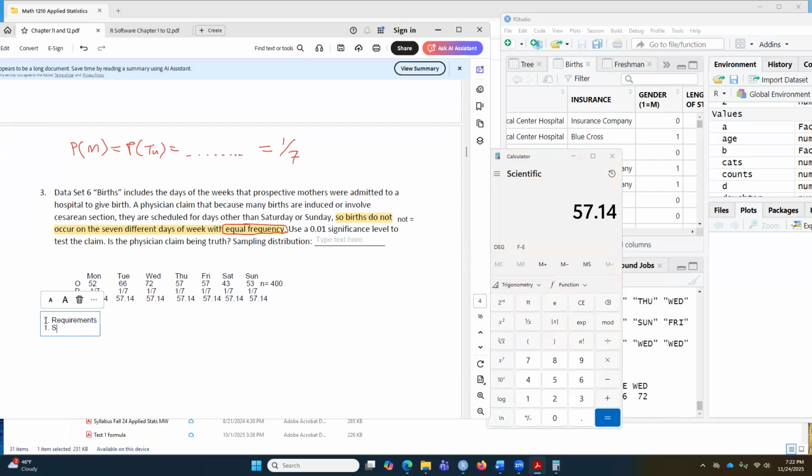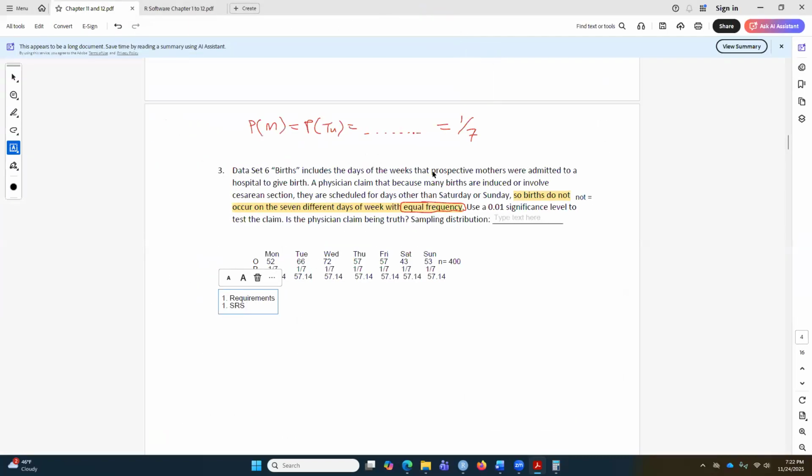All right, so the first question, then we go up to the SRS here. The first one is the requirements. Sorry, the first one is SRS. This one is good because it comes from a data file. So as you guys know, all data files are SRS.